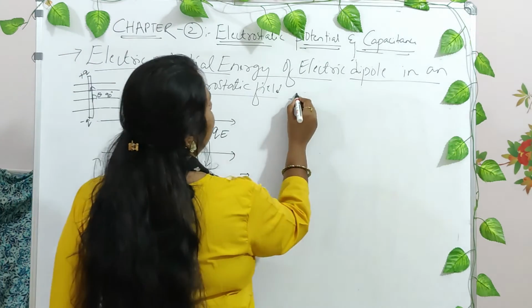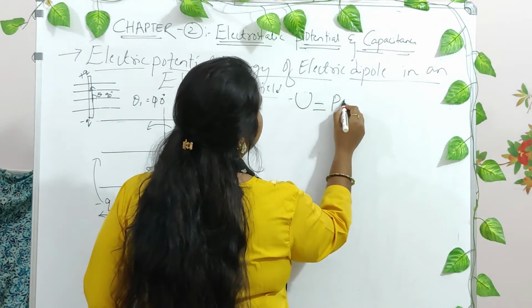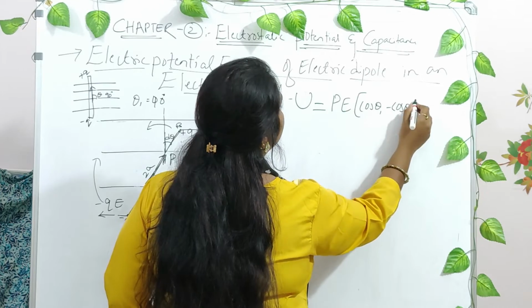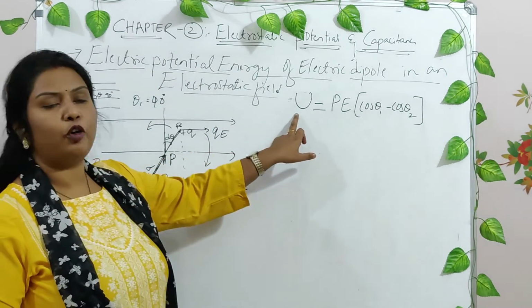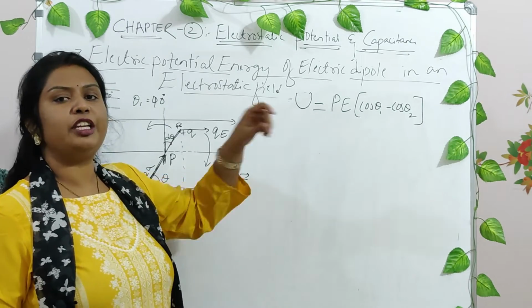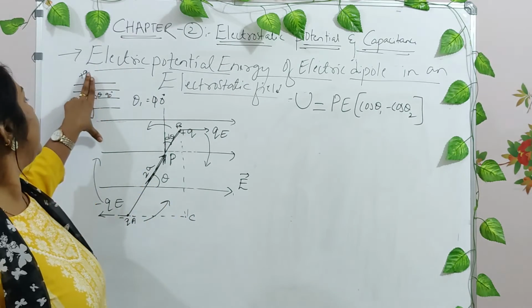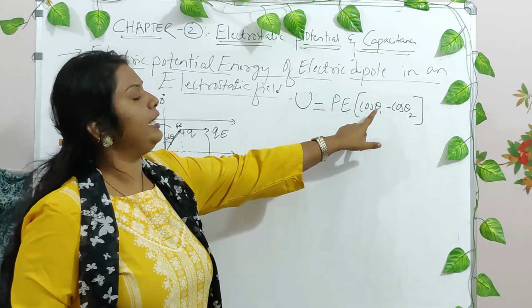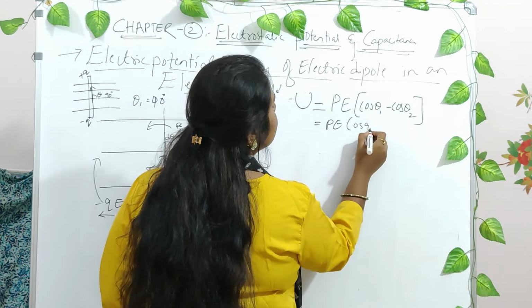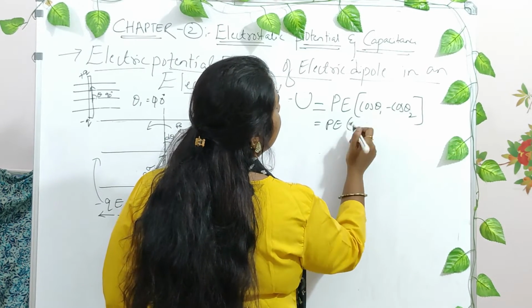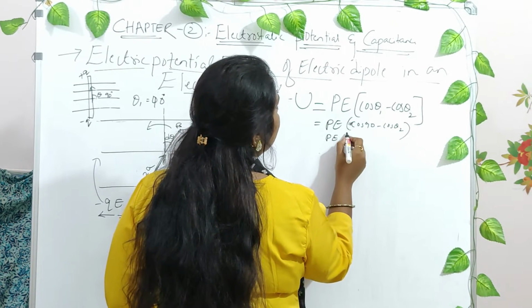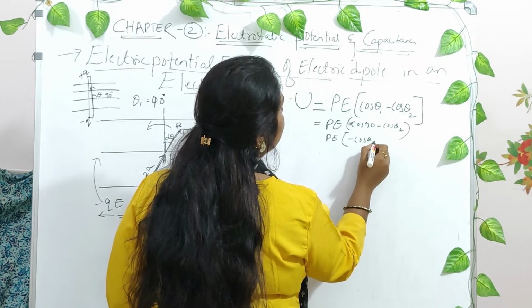Now what was the formula? We have got U is equal to pE (cos theta 1 minus cos theta 2). This was the formula, right? This was the potential energy formula that we just derived. In this equation, we keep theta 1 as a reference point, theta 1 is equal to 90 degrees. Then what will cos 90 be? Cos 90 will be 0. Then what are you left with? pE (cos 90 degrees minus cos theta 2), right? Since cos 90 is equal to 0, you get minus cos theta 2.